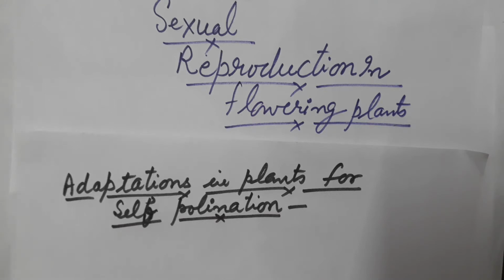Students, in our previous video, we discussed the concept of pollination. Two types of pollination exist in nature, self-pollination and cross-pollination. In this video, we are going to discuss the adaptations in plants which favor self-pollination. In our next video, we will discuss the adaptations in plants for cross-pollination. So here we are going to discuss the adaptations in plants for self-pollination.